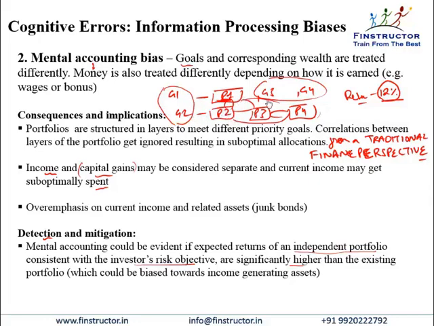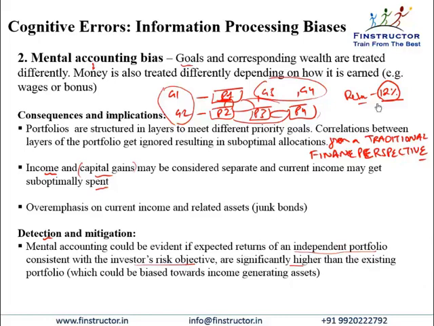Because each goal he is looking at separately, and then he's funding with very low risk assets because each goal is important to him. And the correlations are getting ignored, hence he's taking very, very low risk. If we consider the benefit of diversification, then even riskier assets could have been added without significantly increasing the risk of the portfolio. Hence the expected return would have been higher for the same risk.